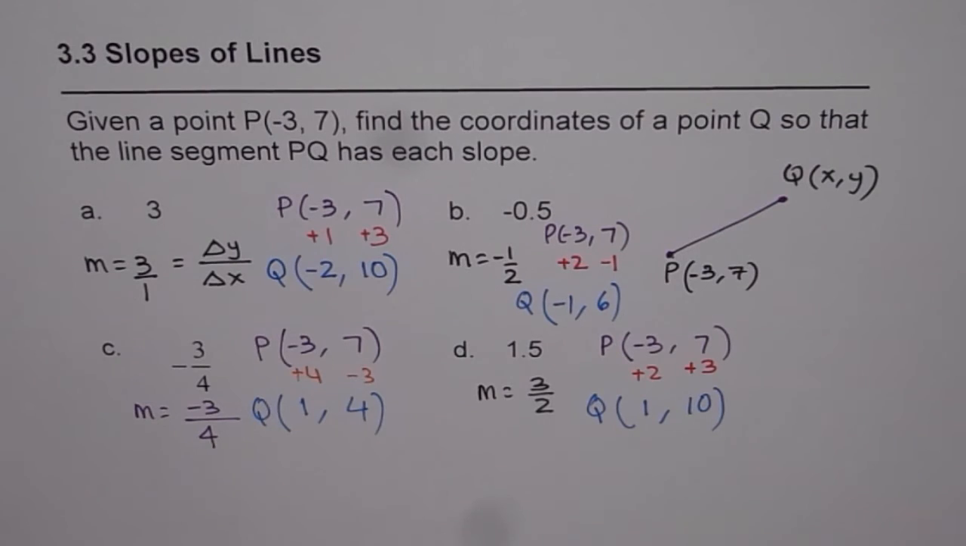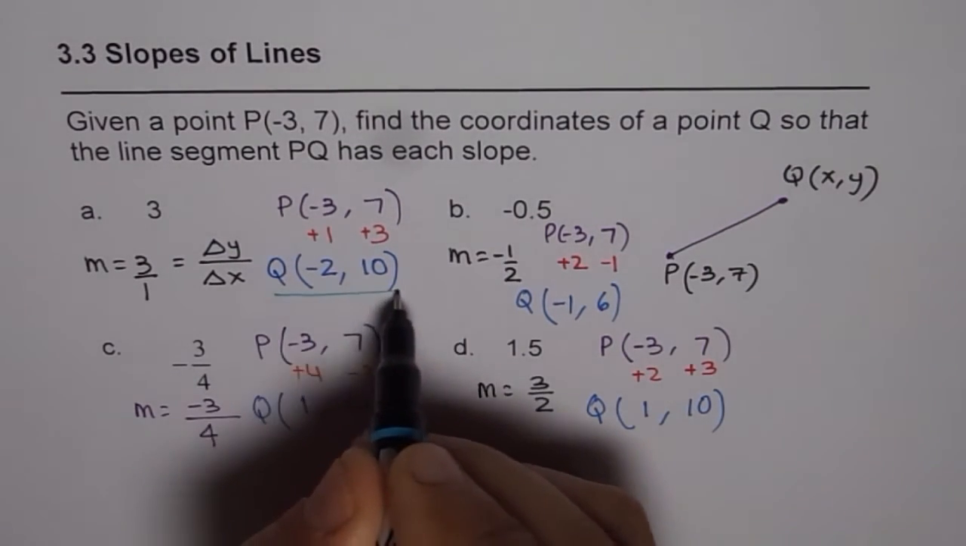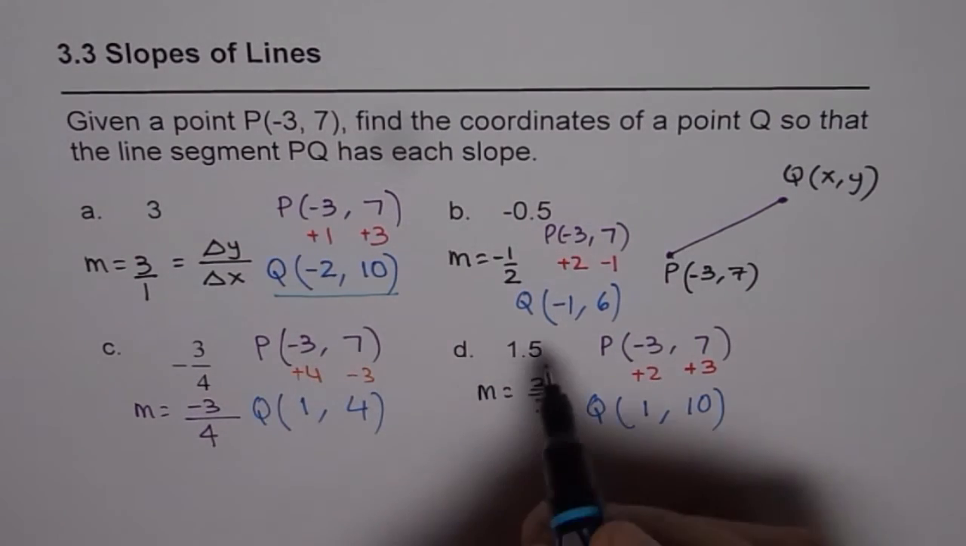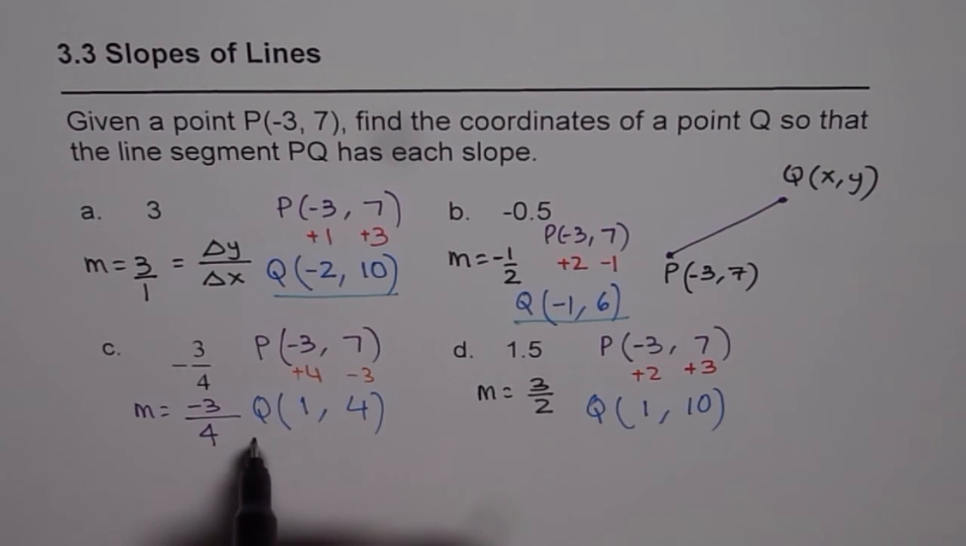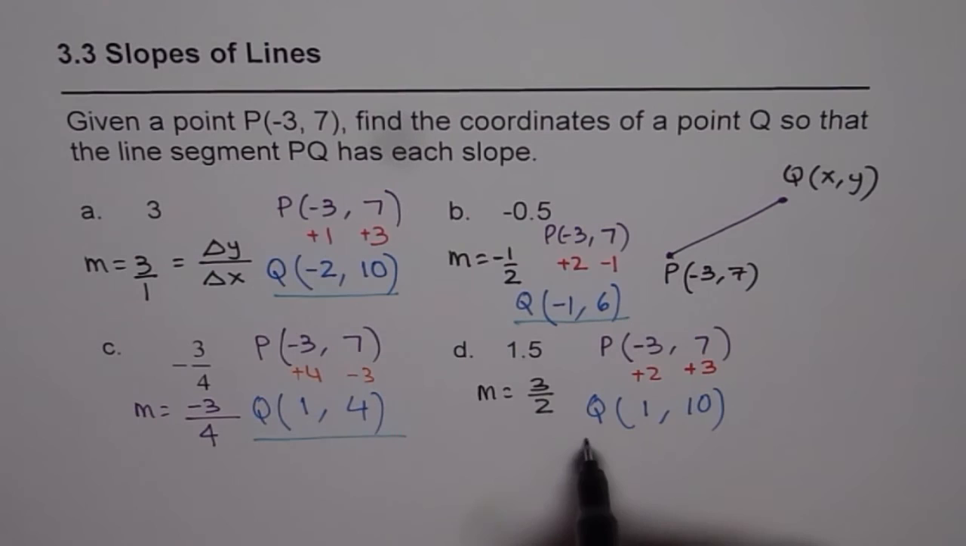In the first case, we get point Q as (-2, 10). In the second case, (-1, 6). In C, Q is (1, 4). And in D, Q is (-1, 10). You can check the slope for each just to verify, but I hope you understand and appreciate the method by which we got the coordinates of point Q.